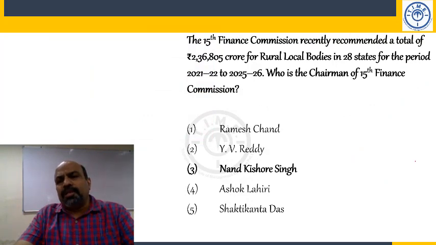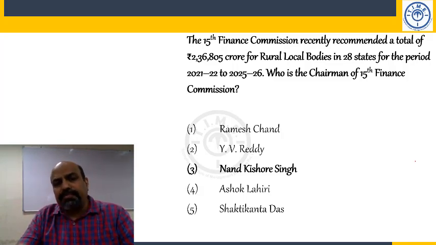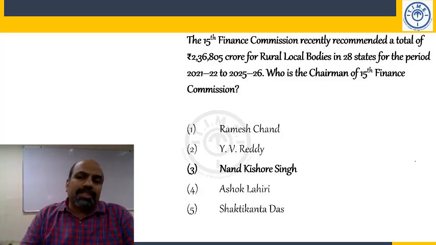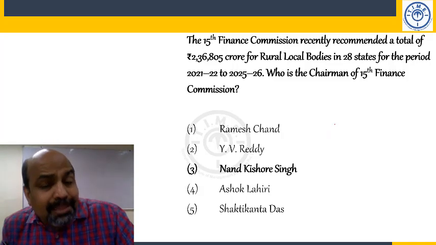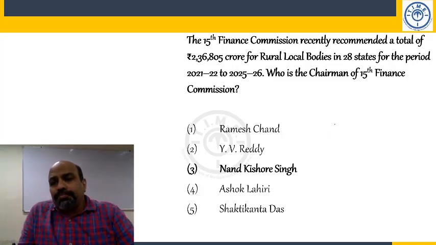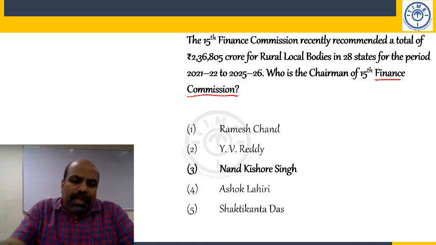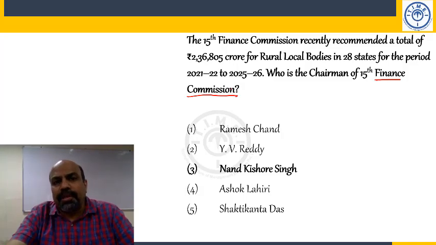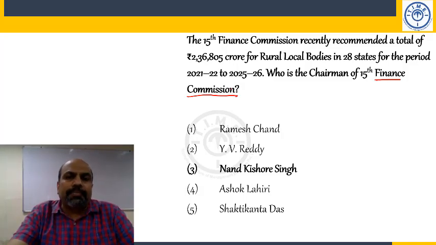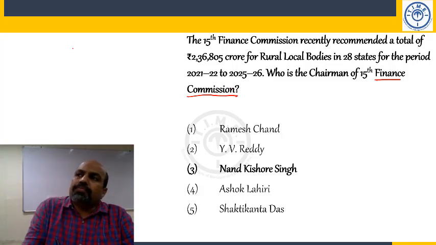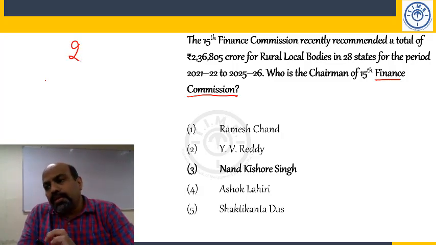The 15th Finance Commission recently recommended a total of 2.36 lakh crore for rural local bodies in 28 states for the five-year period ending 2026. Who was the chairman of the 15th Finance Commission? N.K. Singh or Nand Kishore Singh, IAS officer? So you just write this particular part: Finance Commission. That is important, okay? Finance Commission, underline that, first point. Set up under Article 280 of the Constitution of India.